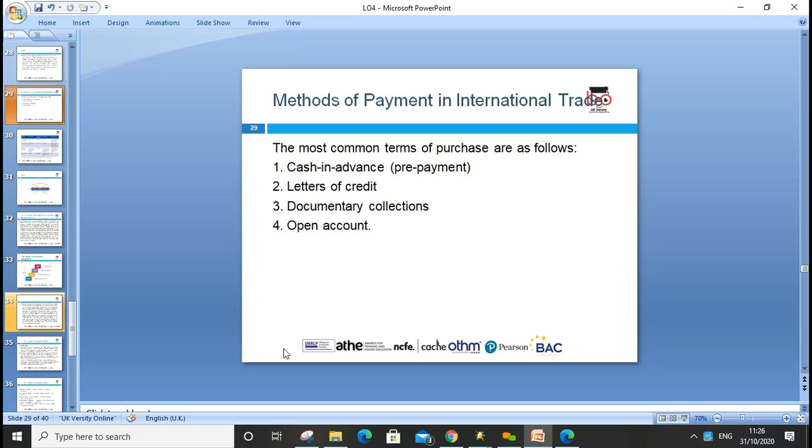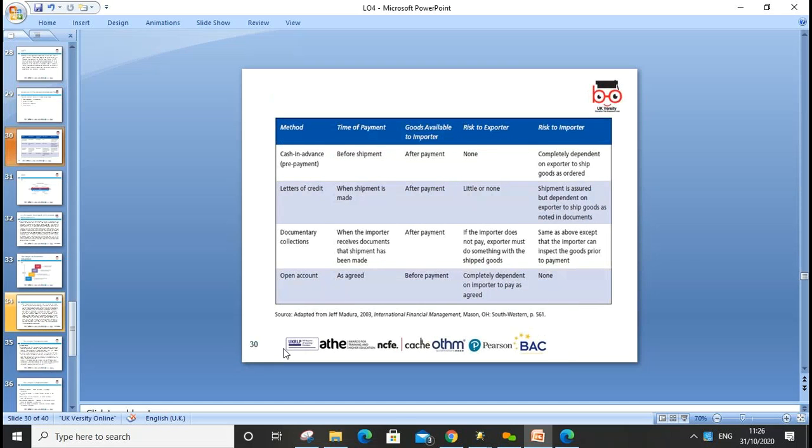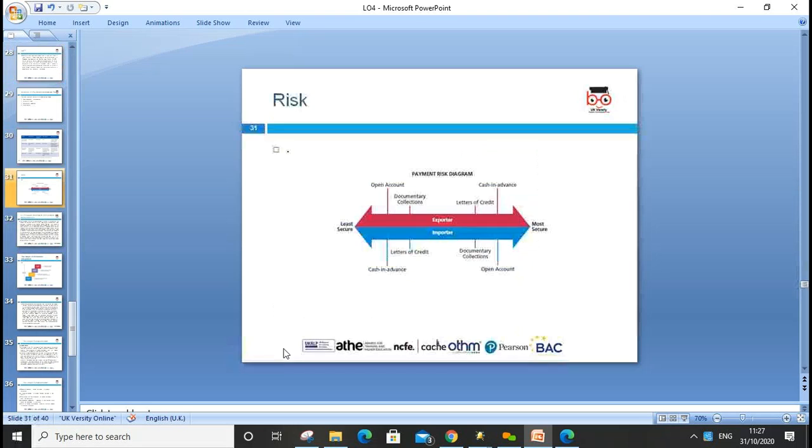Next, methods of payment in international trade. The most common methods when you purchase and deal are cash in advance, letter of credit, which is one of the key ones, documentary collections, and open account. These are the methods. Other things we need to look at are the time of payment, when goods are available to the importer, what risks are involved, and the risk to the importer or exporter.